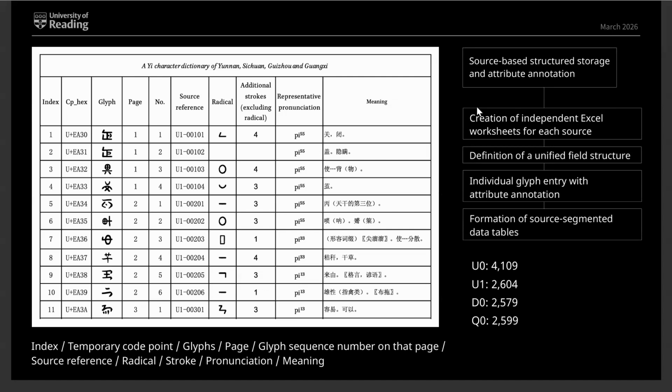In the end, the U0 worksheet contains 4,109 rows. U1 has 2,604. D0 has 2,579 and Q0 has 2,599. This keeps the data clear, source-based, and traceable at the earlier stage.